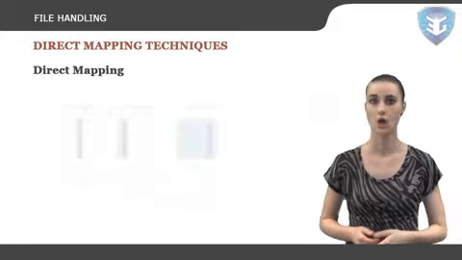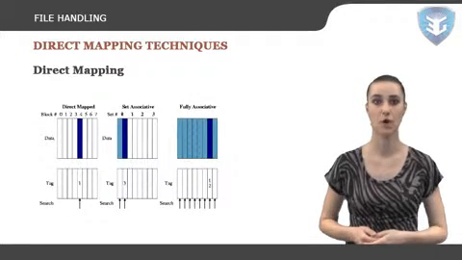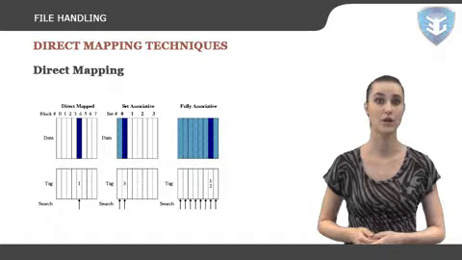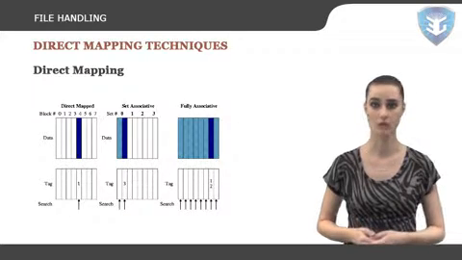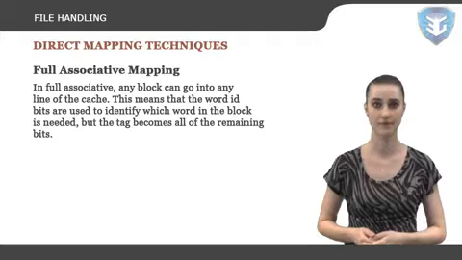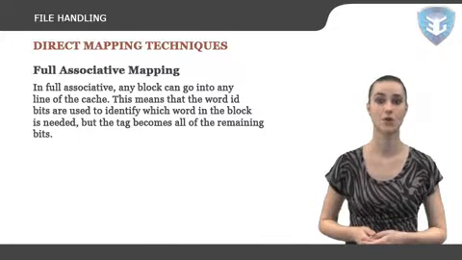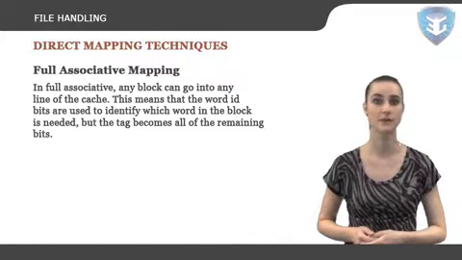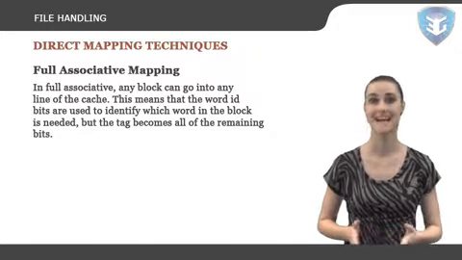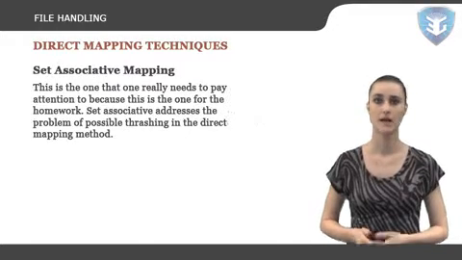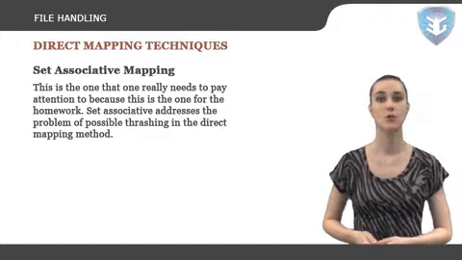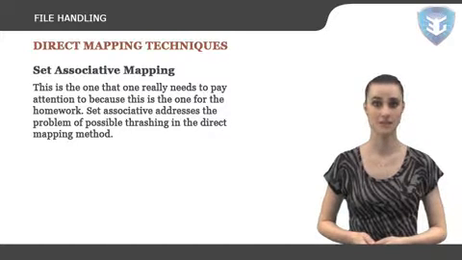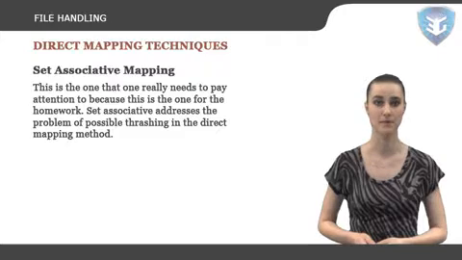Direct mapping. Remember that direct mapping assigned each memory block to a specific line in the cache. If a line is already taken up by a memory block when a new block needs to be loaded, the old block is trashed. Full associative mapping. In full associative, any block can go into any line of the cache. This means that the word ID bits are used to identify which word in the block is needed, but the tag becomes all of the remaining bits. Set associative mapping. This is the one that one really needs to pay attention to, because this is the one for the homework. Set associative addresses the problem of possible thrashing in the direct mapping method.